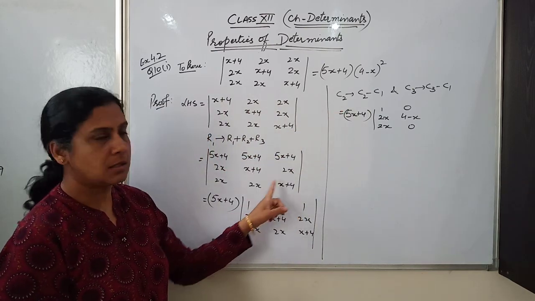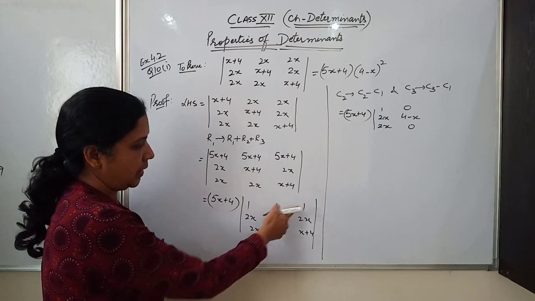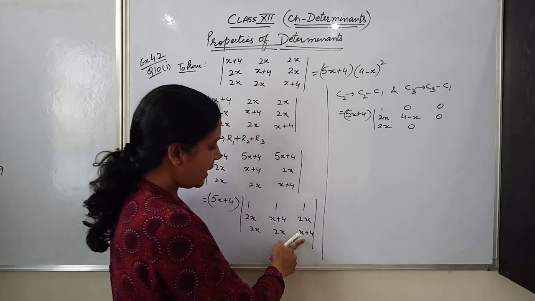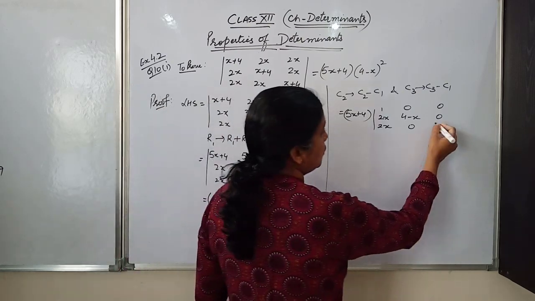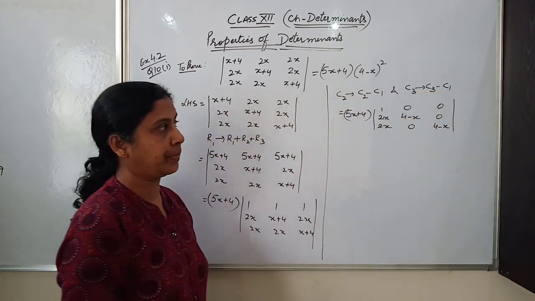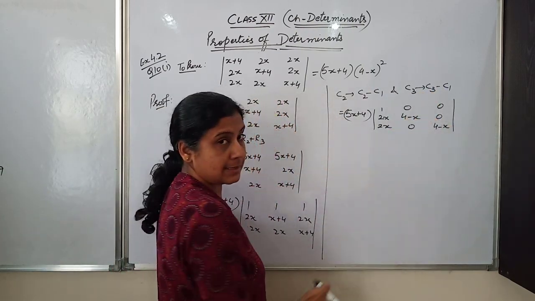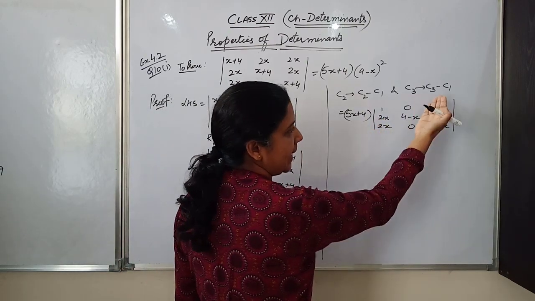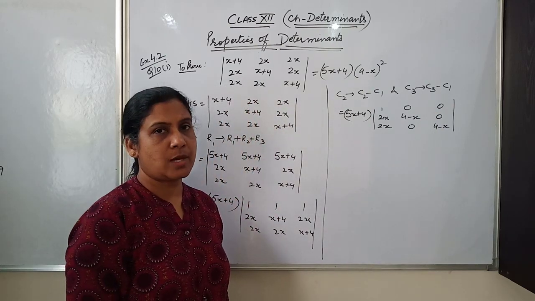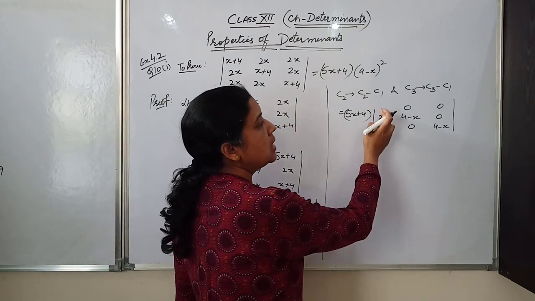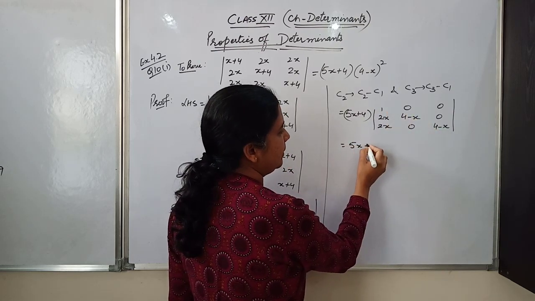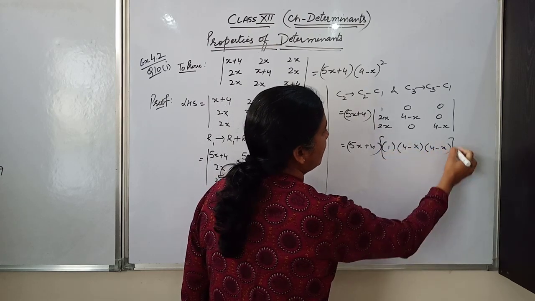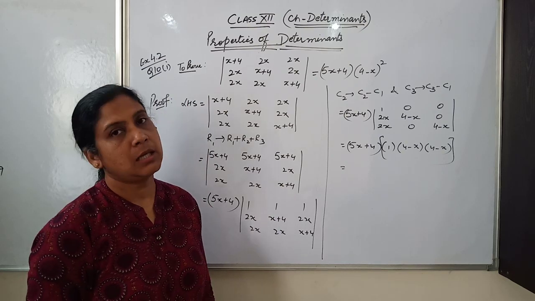Next, C3 minus C1. This is C3 and this is C1. So 1 minus 1, 0. 2x minus 2x, 0. x plus 4 minus 2x gives you 4 minus x. Again, I've got the upper triangle as 0. When I say upper triangle as 0, I mean all the entries above the diagonal are 0. You can actually go for expansion. You will get the value of the determinant simply as the product of the diagonal elements in such a case. So that is the product of 1 into 4 minus x into 4 minus x.